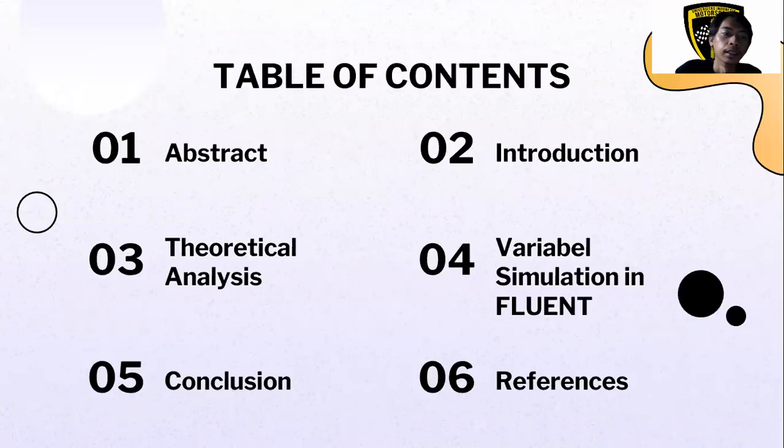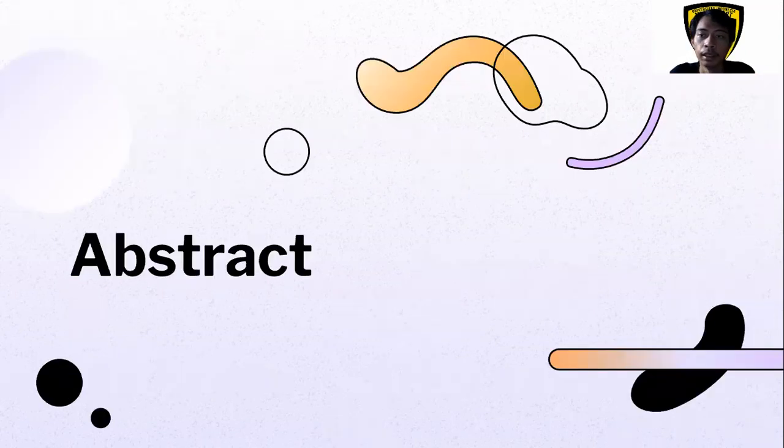Now, this is the table of contents. Number 1, abstract. 2, introduction. 3, theoretical analysis. 4, variable simulation in Fluent. 5, conclusion. And the last is reference. Abstract.